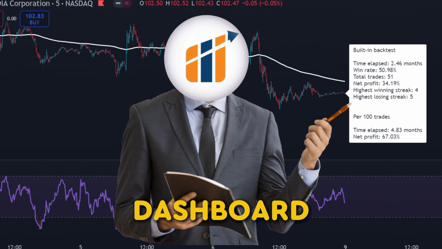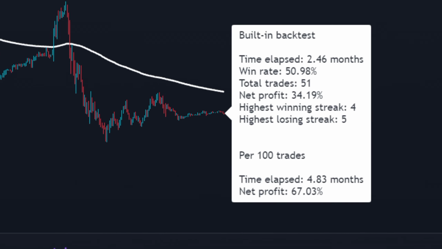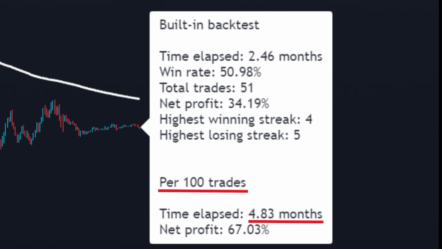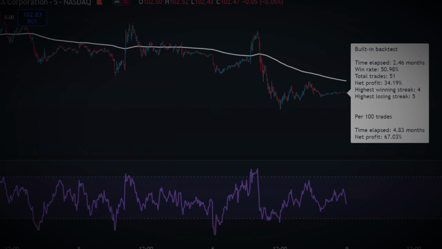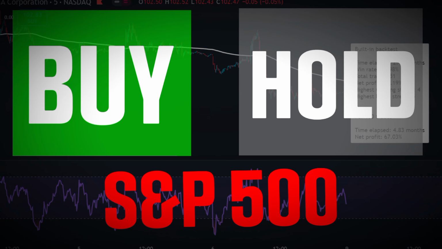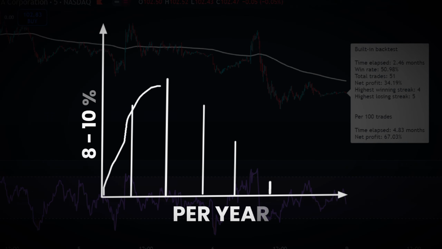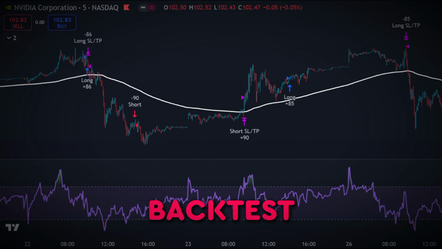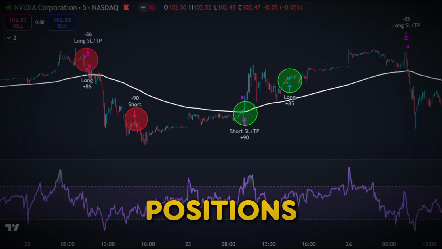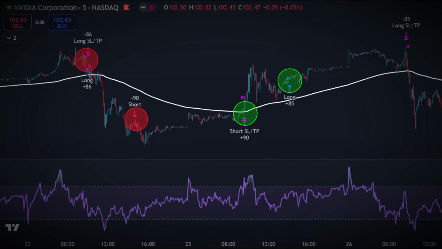Also, as the custom dashboard suggests, we should expect to find 100 trades every 4.82 months. Making 67.2% in less than 5 months is an exceptional strategy. It outperforms the buy and hold S&P 500 strategy, which only gives an 8 to 10% gain per year. We can go back and look at each individual trade from the backtest and see when it took buy and sell positions and analyze the losses to improve the strategy.